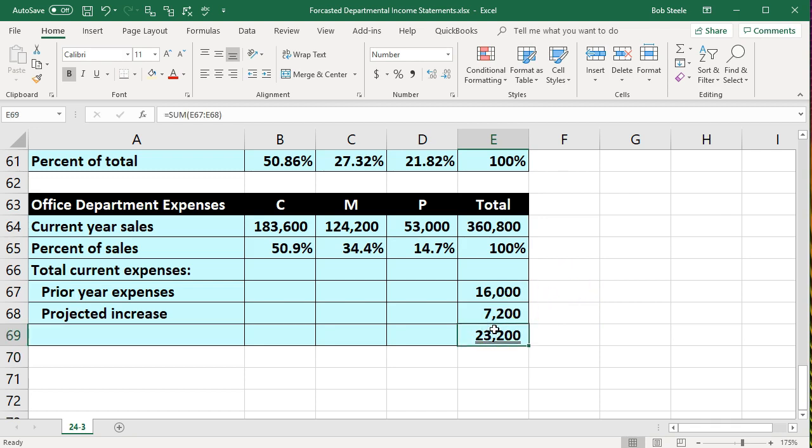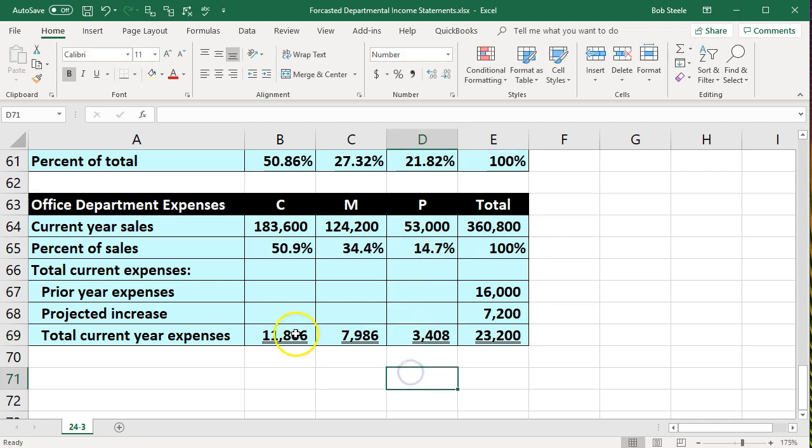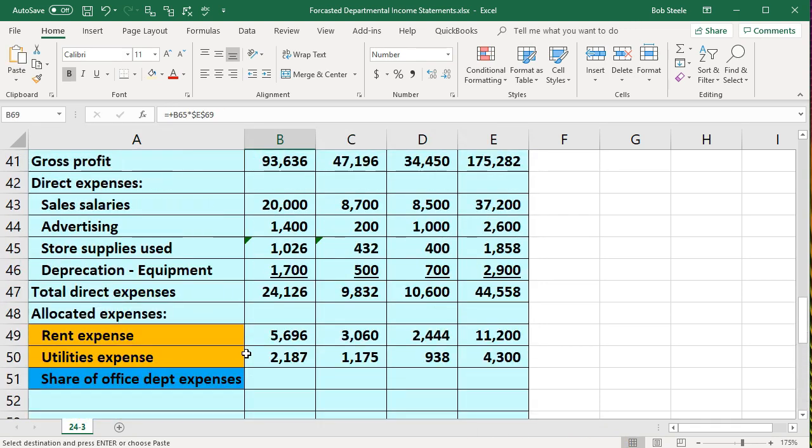Now we want to break this amount out in accordance with these percentages. So we're going to say this will be the total current year expenses. This is going to equal the 23,200 times the 50.9% tab. This for M is going to equal the 23,200 times the 34.4% tab. This is going to equal the 23,200 times the 14.7% tab. And then of course if we add these up, it'll add up to the 23,200. Now we'll scroll up and add this data into our worksheet.